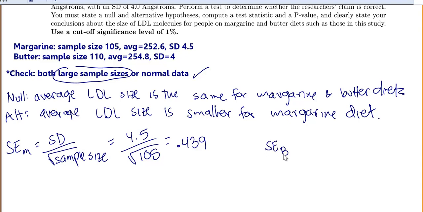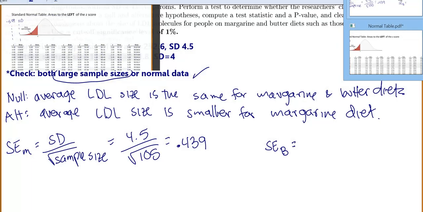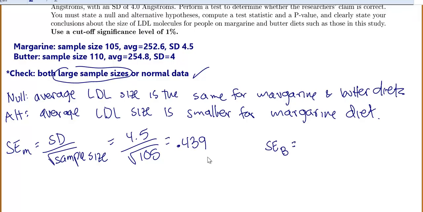And the standard error now for butter, its SD is 4 over the square root of its sample size of 110. So 0.381.